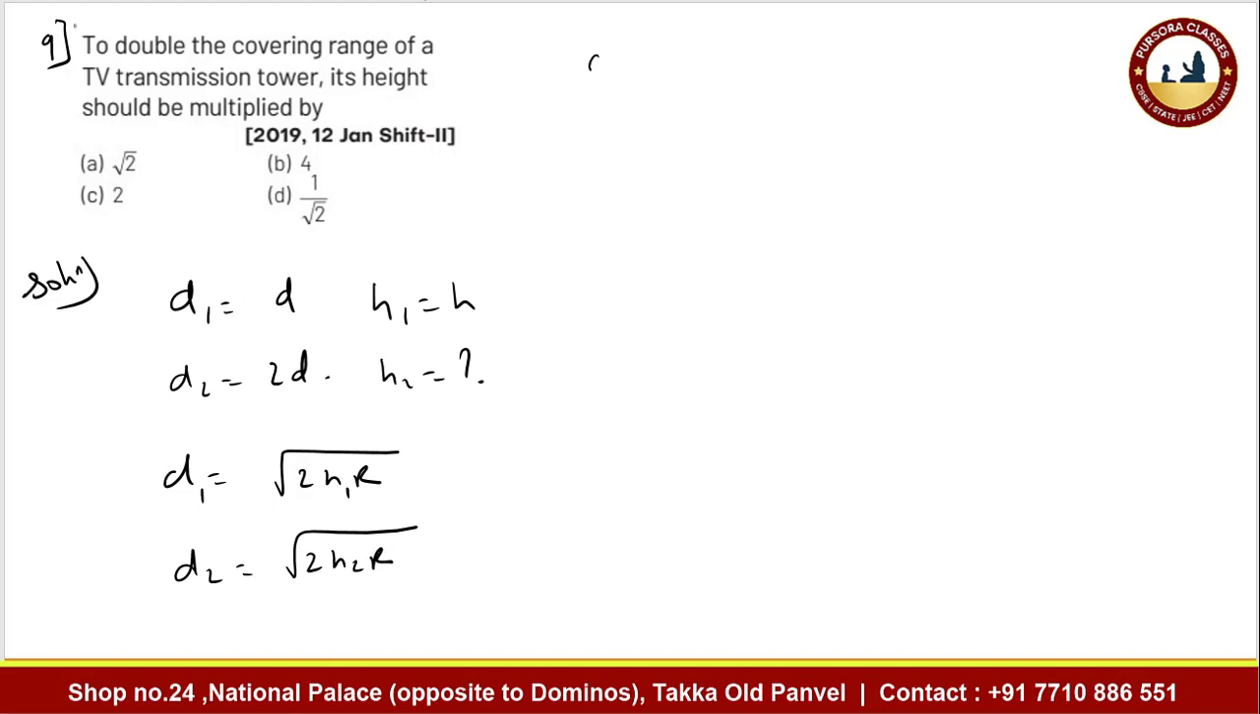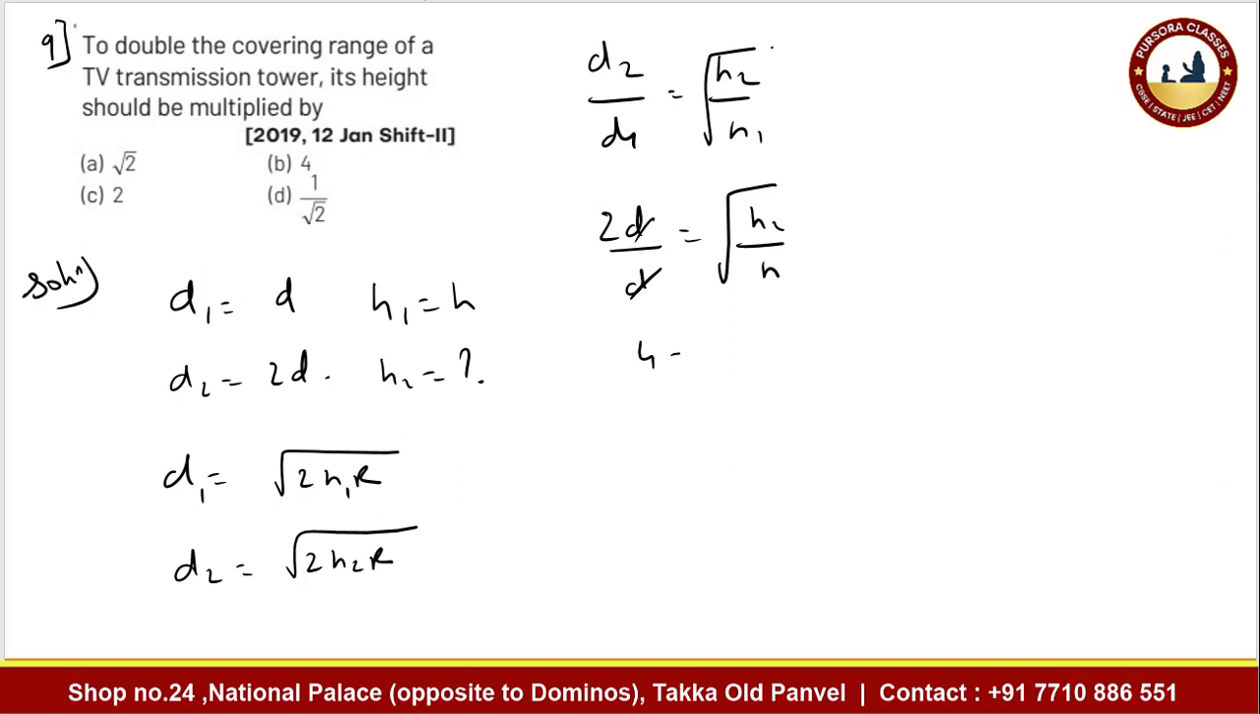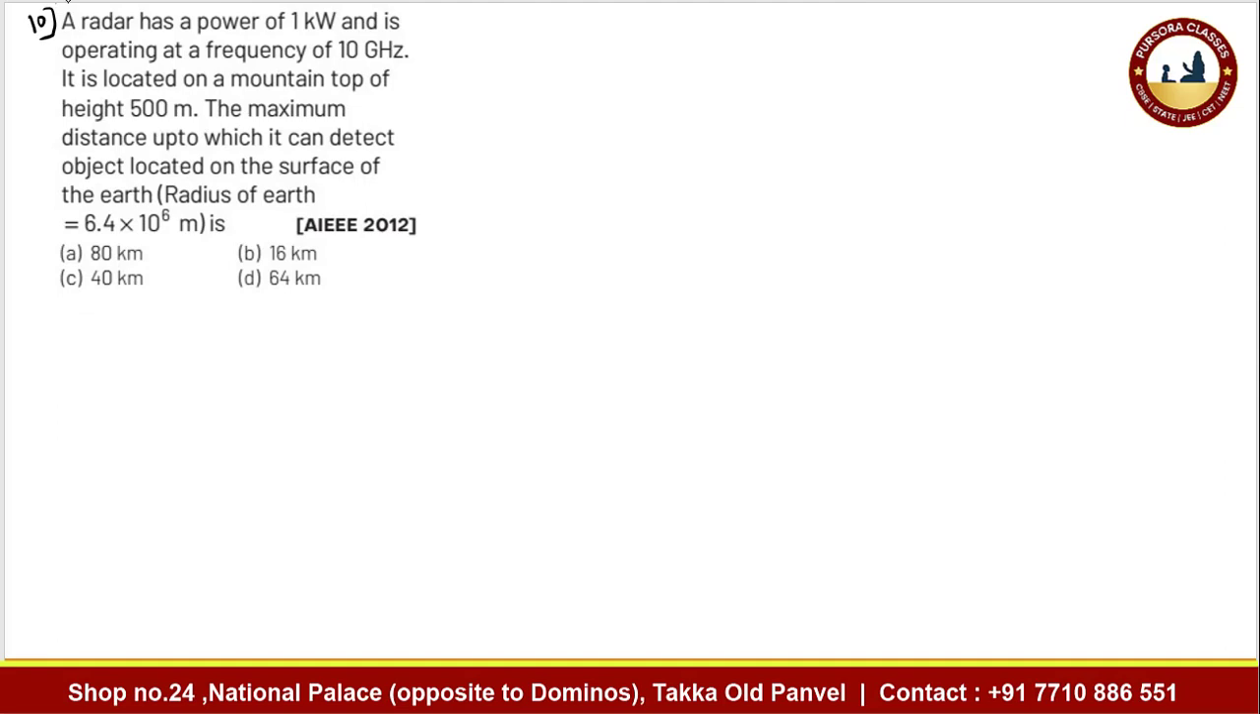Since D is directly proportional, D2 upon D1 is H2 upon H1 in root. So D2 is 2D1, D2 is 2D upon D, under root H2 upon H. If D and D get cancelled, take squares, it will be 4 equals H2 upon H. So H2 will be 4 times H. So it should be multiplied by 4. This was a very easy question, students. I hope you understood.